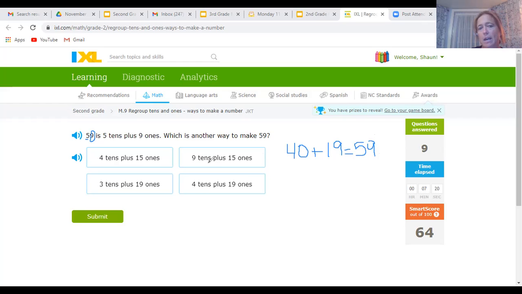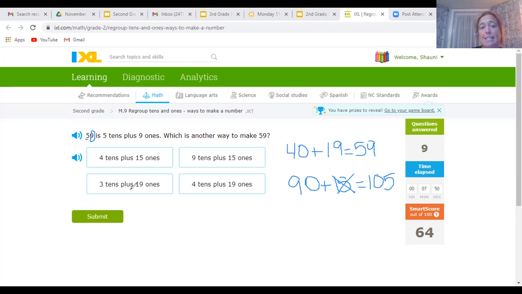9 tens, if we count by 10 9 times, that's 90, right? Plus 15 ones, ooh, this is a hard one. Okay, 9 tens plus 1 set of 10 is 100, right? Plus 5 is 105. So that can't be the answer.